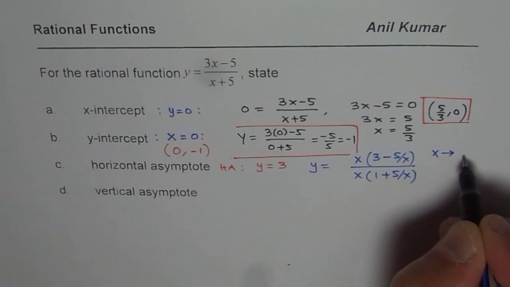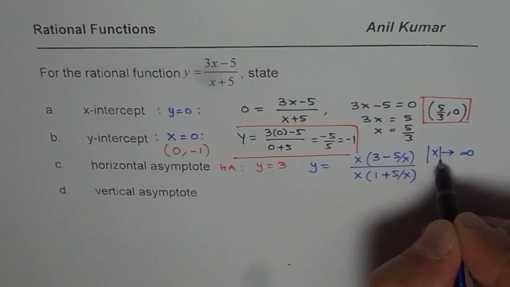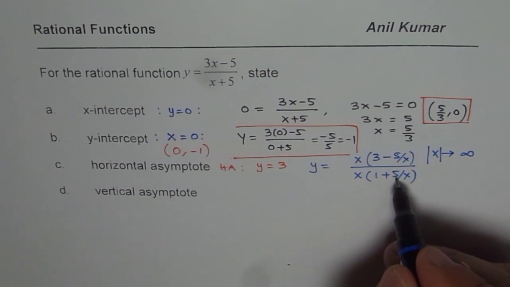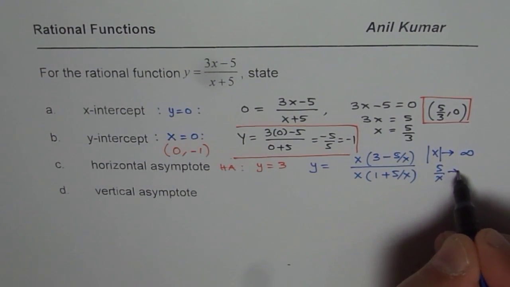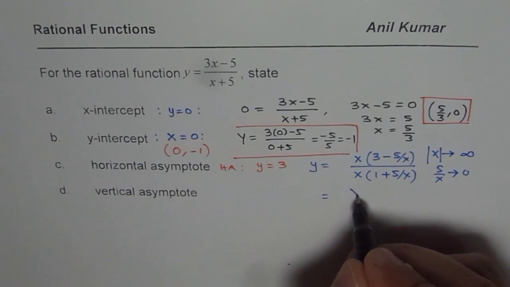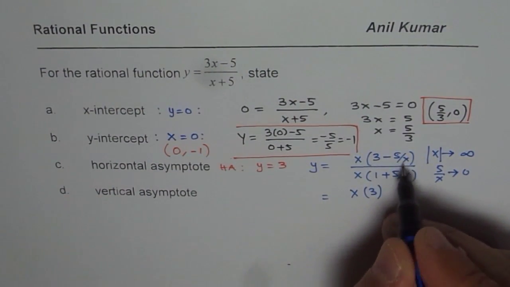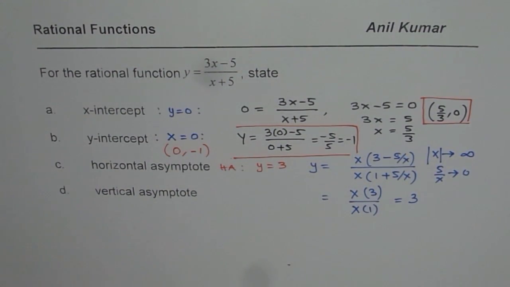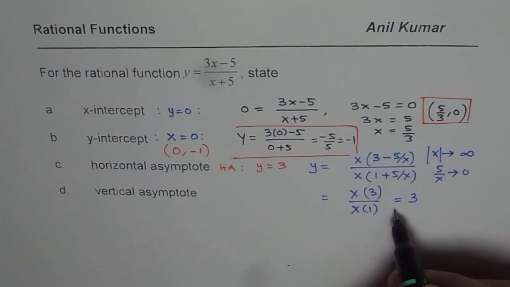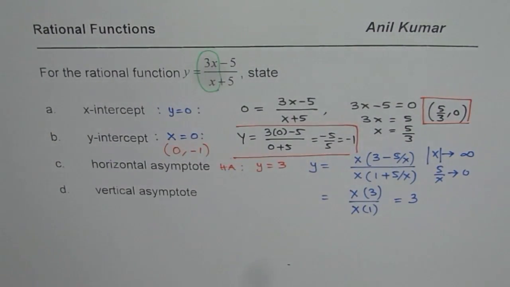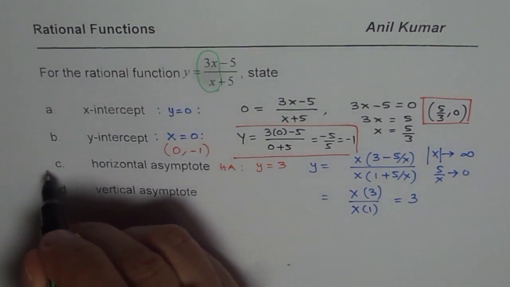Now if x is approaching infinity, a large value, whether positive infinity or negative infinity, then 5 over x will approach 0. If x is very large, 5 over x approaches 0. So what we get here is x times 3, because this approaches 0 so we neglect it, divided by x times 1, and x cancels, and we get y equals 3. So y equals 3 becomes our horizontal asymptote. That is the concept: in such an equation, that ratio gives us the horizontal asymptote.